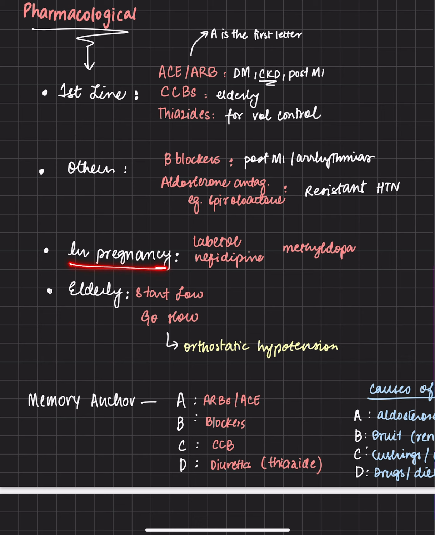So in pregnancy, we know that it's LMN, LMN. So you use labetalol, methyldopa, nifedipine, but remember that methyldopa is a CNS depressant. Then in the elderly, we don't want to lower their blood pressure all at once, because that could lead to orthostatic hypotension. Remember that this yellow color shows complications, so we have to do it little by little, slowly.